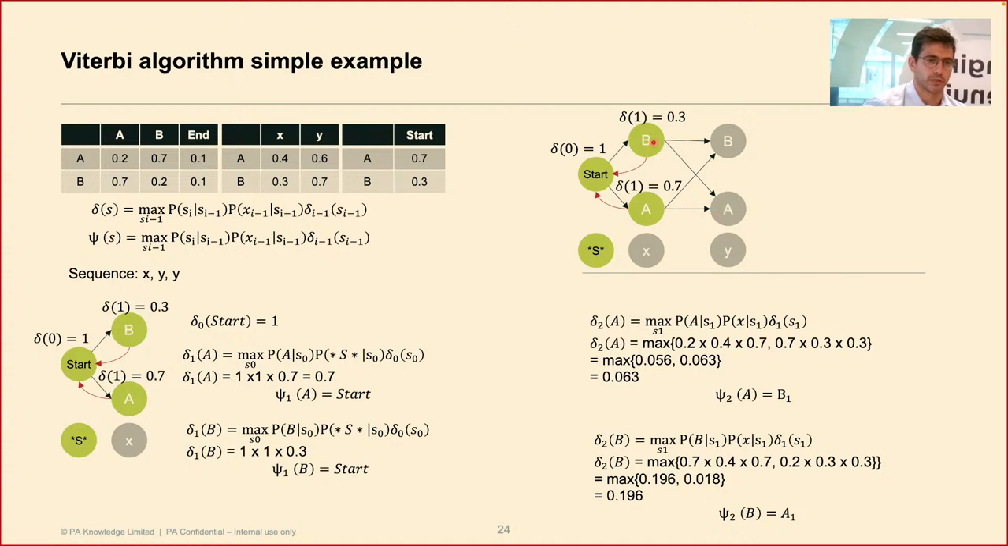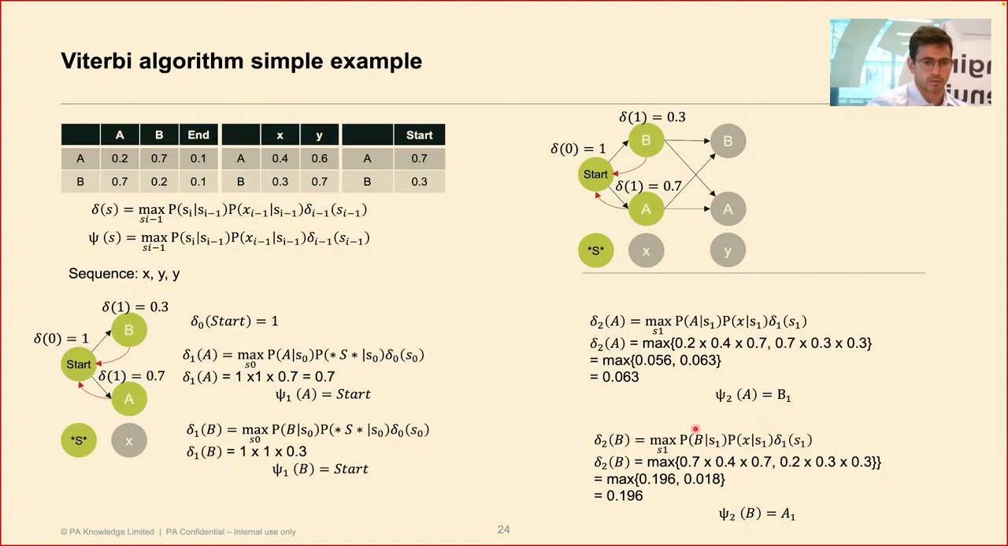The second option is to go back to state B. In order to see that, A for B, we take that from the transition probability matrix. X for B, we take that from the observation matrix. And then the delta 1 of S1, we take that from the previous calculation. We have two different values. We take the max one, and this is our probability for delta 2 of A. And we have to save our state, and at that point, the state is B1.